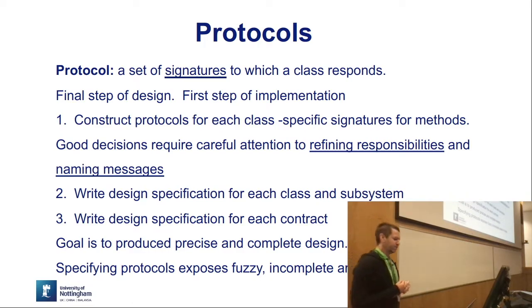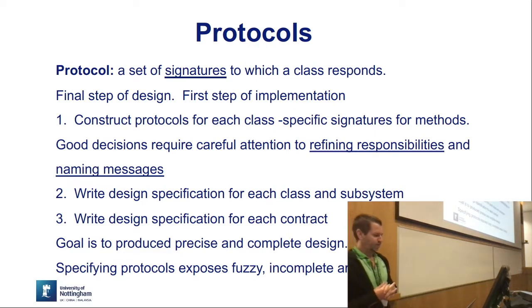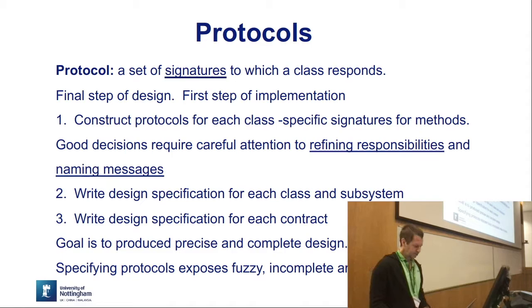But some of these things, people don't think about them when they're designing their software. But they're definitely worth thinking about. We're also going to think about default values and some other things associated with protocols. So we're writing a design specification for each class and subsystem, and we're writing a design specification for each contract. So we're making this transition from natural language to actual code, right?